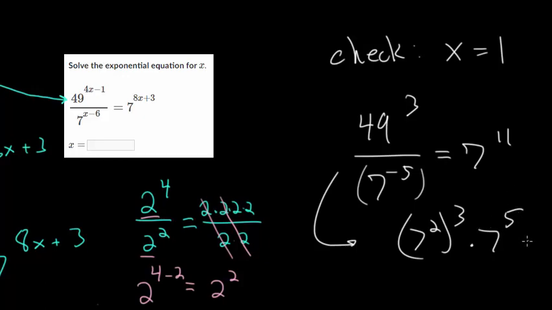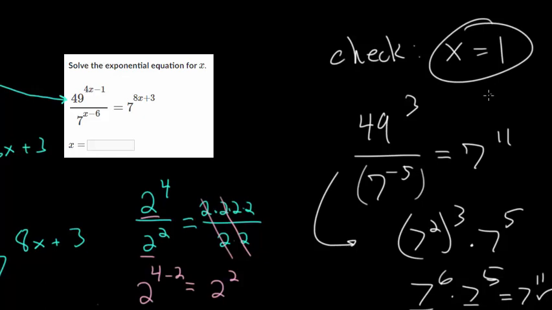And we're hoping this is equal to 7 to the 11th power. Here we have 7 squared to the third. We multiply the exponents. An exponent to an exponent you multiply. And here we have the same base, and we're multiplying the two expressions, so we add the exponents, and we get 7 to the 11th power, which is exactly what we expected. So from here, we can feel very confident that 1 is in fact the correct answer.